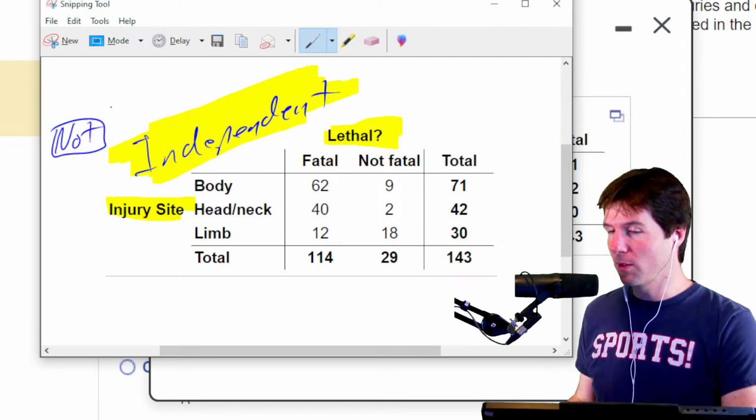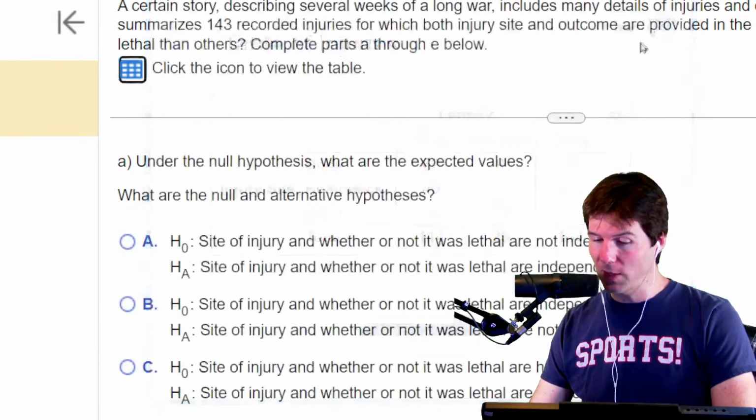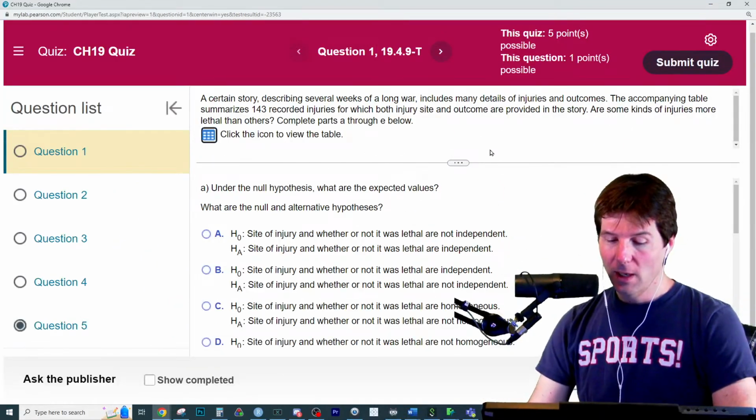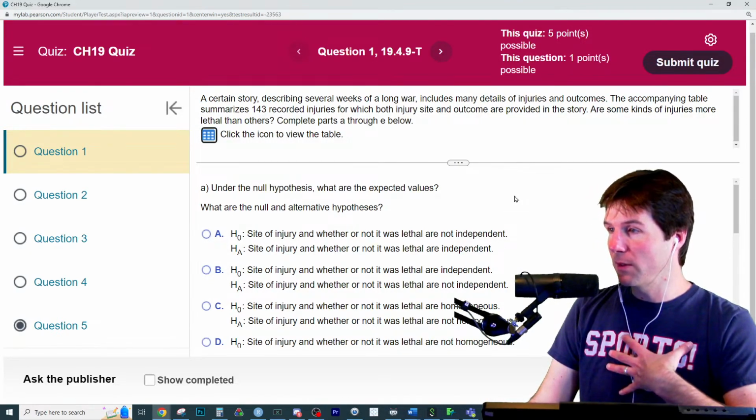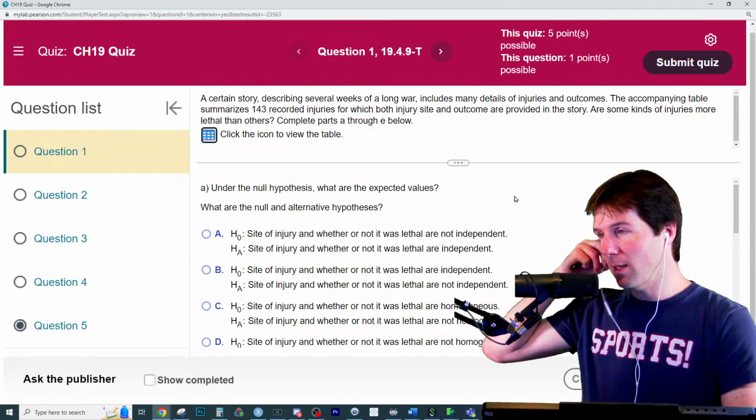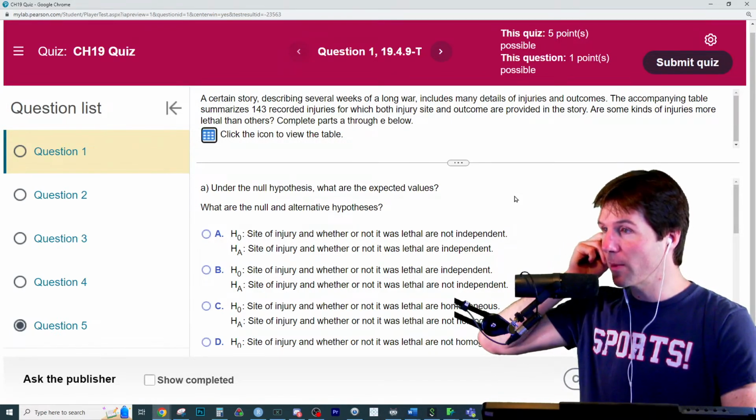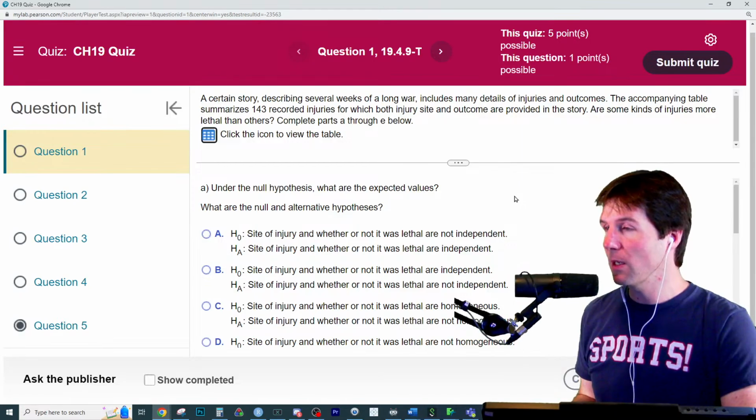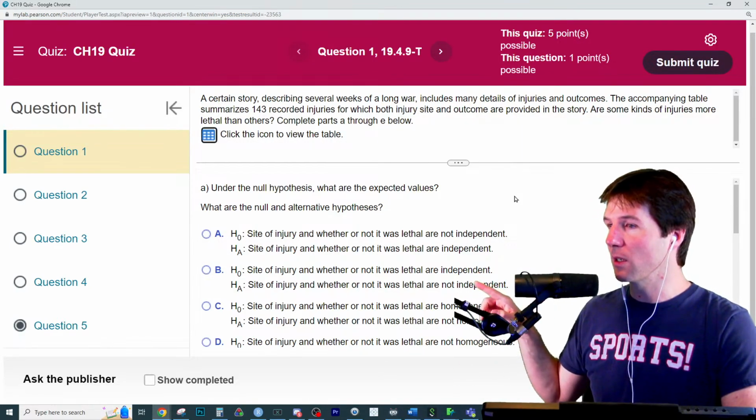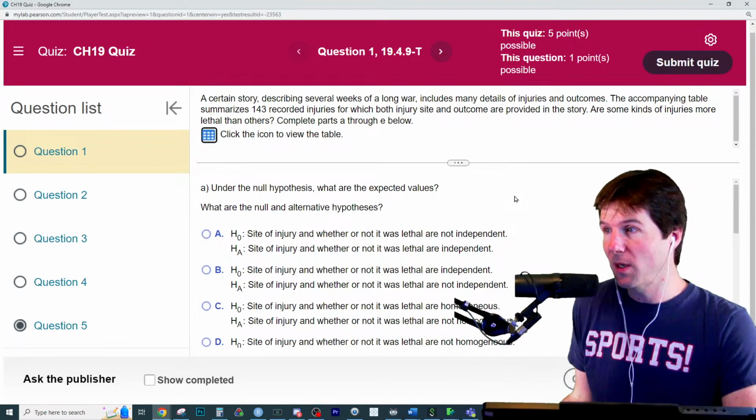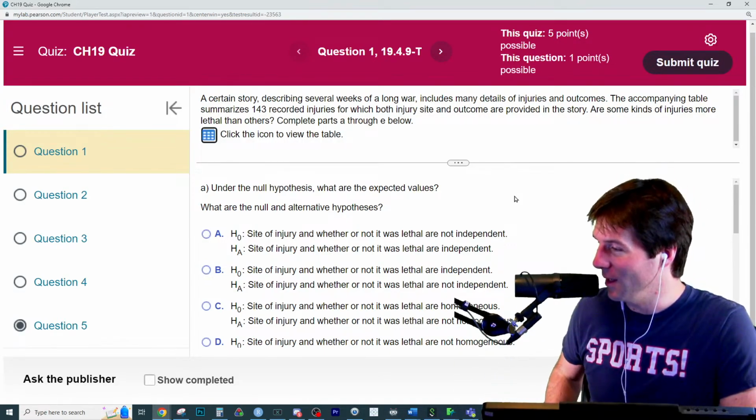So with this, the null hypothesis has independent for the chi-squared test of independence. There are other ways of stating it, though. Another way is the site of injury is not associated with the lethality. The site of injury would tell you nothing about lethality. Those are other ways to state it because that's what independent means. So we do talk about memorizing things, but don't just memorize it. Think about what independent means.